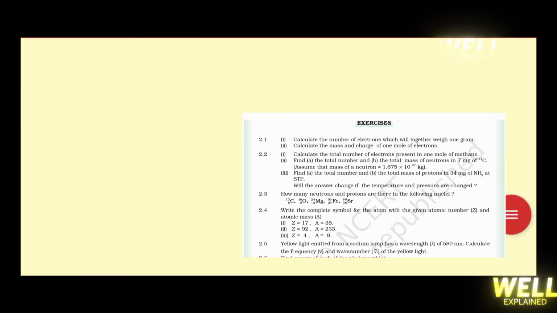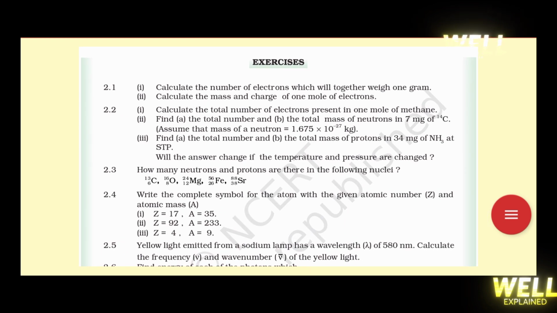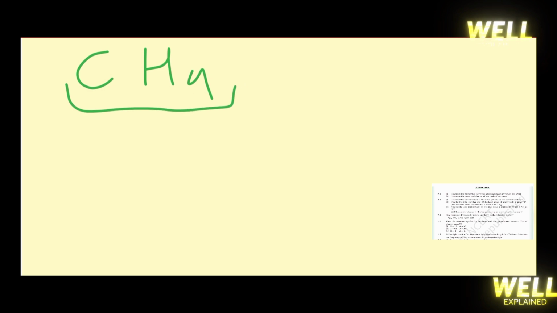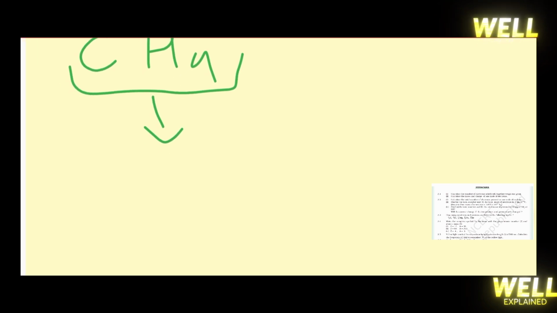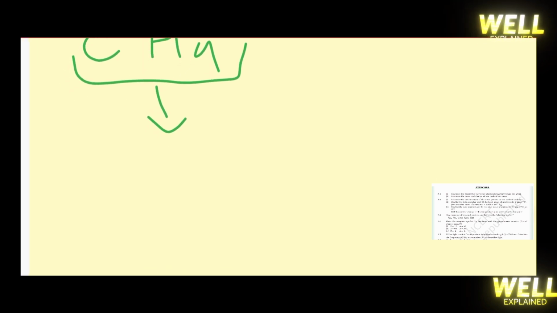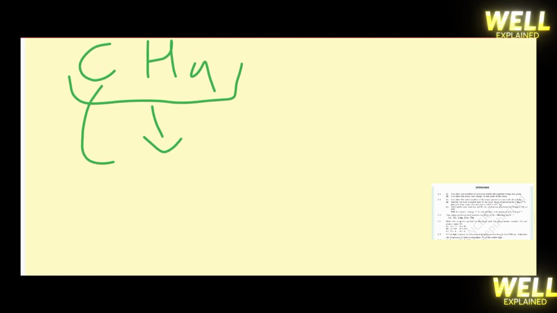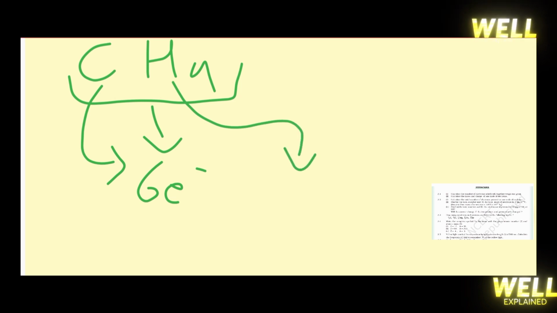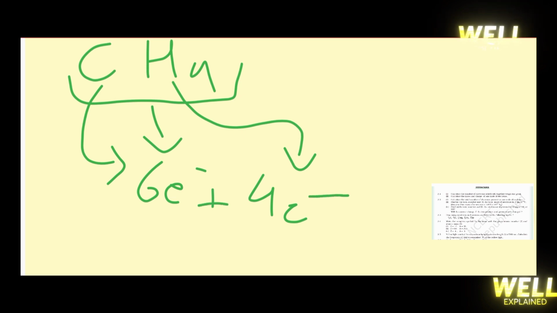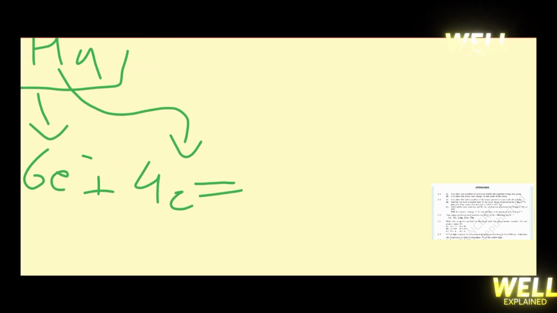Question number 2 says calculate the total number of electrons present in 1 mole of methane. So methane, it is CH4. This is a molecule of methane, and number of electrons, yes, number of electrons. Carbon has 6 electrons. 1 hydrogen has 1 electron, so 4 hydrogen will have 4 electrons. Total electrons in 1 molecule of methane, I will have 10 electrons.